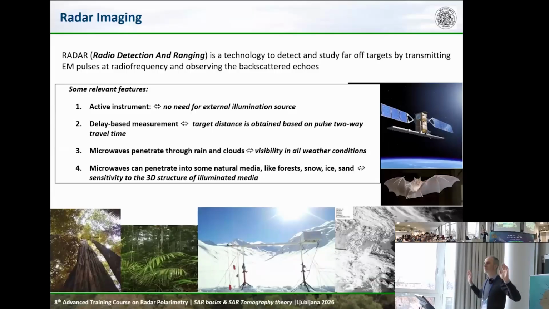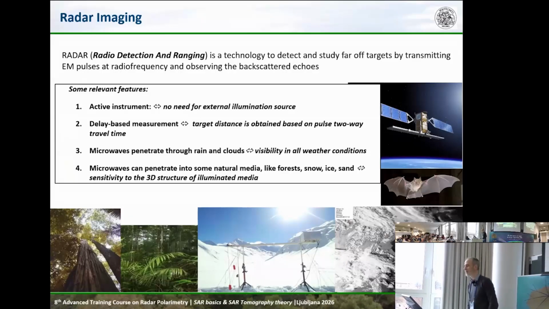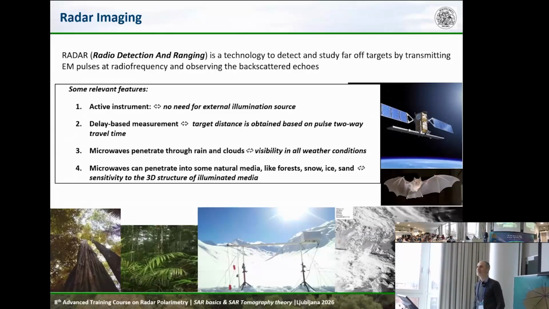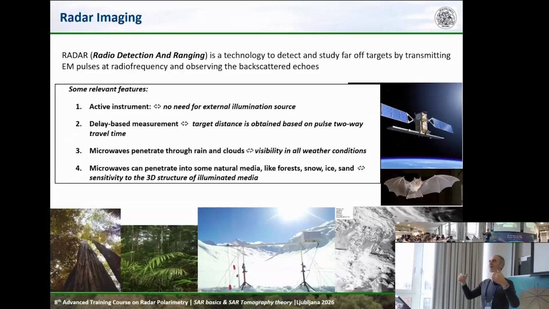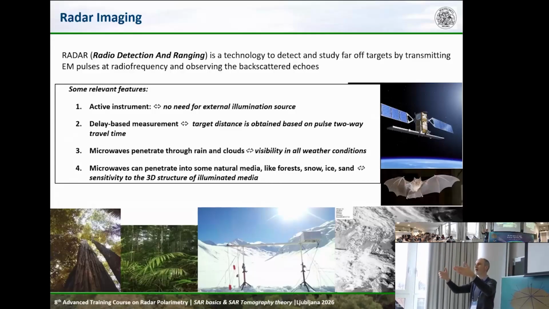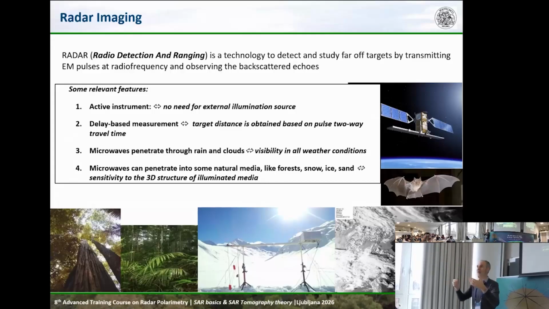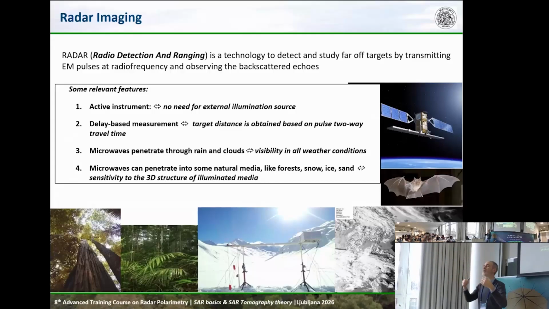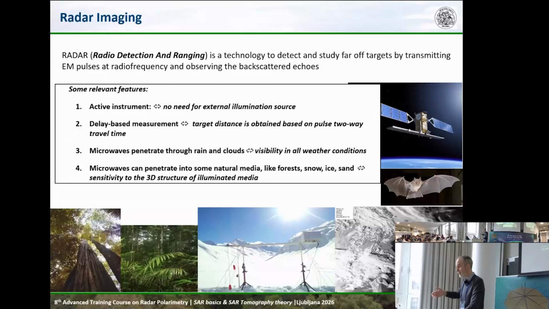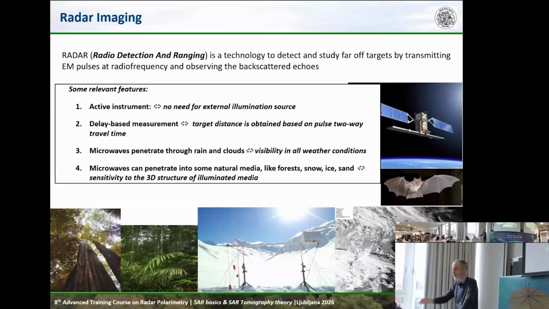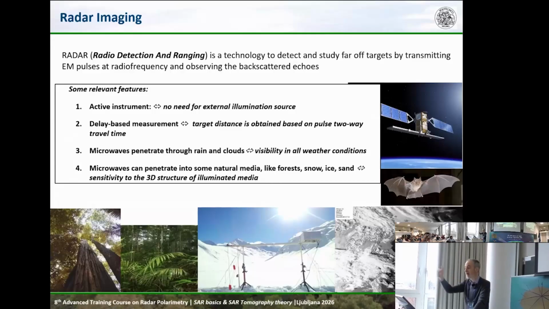So the first radar lecture. What is a radar? Radar stands for radio detection and ranging. It is a technology to detect a target simply by sending a pulse, then the wave travels until the target. It is reflected back, so that if I can sense this reflected wave, then I can know something about the target. We should mention it is an active instrument, so it doesn't need any external illumination source. We just say that it's based on measuring a time delay.